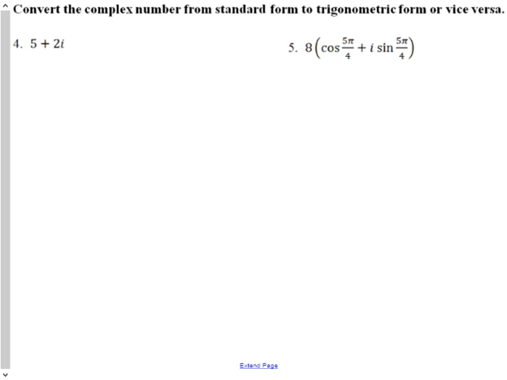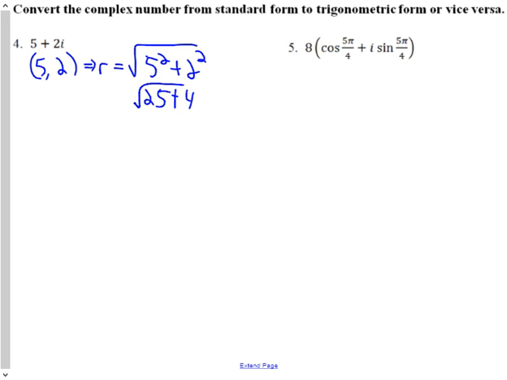Convert the complex number from standard form to trig form, or vice versa. So 5 plus 2i, again, this is the point (5, 2). So first thing, let's find r. r equals the square root of 5 squared plus 2 squared. 25 plus 4 is 29. So we've got the square root of 29. Next, we need our angle. Tan inverse of 2 over 5 gives us our angle.